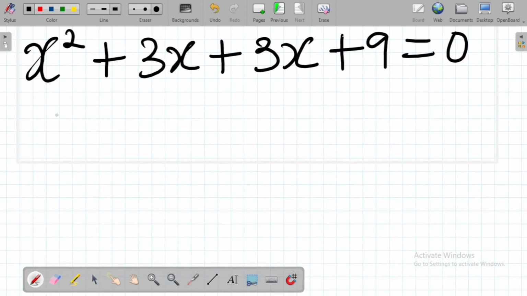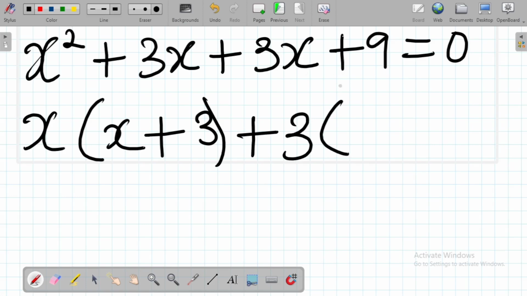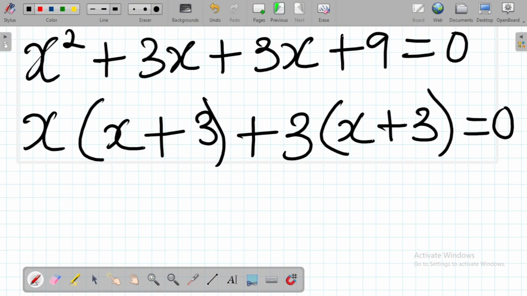So our next task here is to factorize. The common term here is x. So you bring out x from x squared. You are left with x. Plus, x into 3x, you are left with 3. Close your bracket. The common term here is 3. 3 into 3x, you are left with x. 3 into 9, you are left with 3. And then equate it to 0.